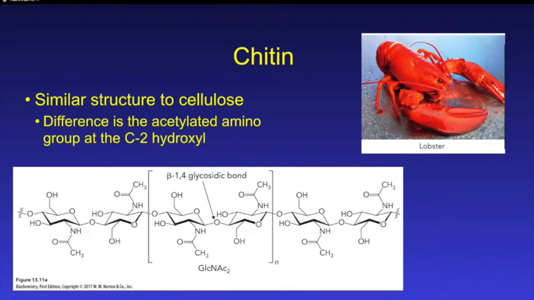Chitin is similar in structure to cellulose, the beta 1,4 bond. It has glucose. The difference is the C2 hydroxyl is converted into an amine that has an acetylated group on it. And this creates a very strong bonding. And if you think about the shell of a lobster, the entire exoskeleton here is the structural component that provides protection to the animal.